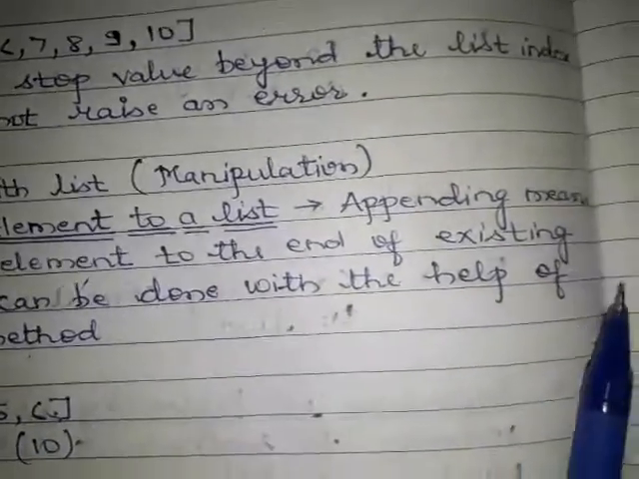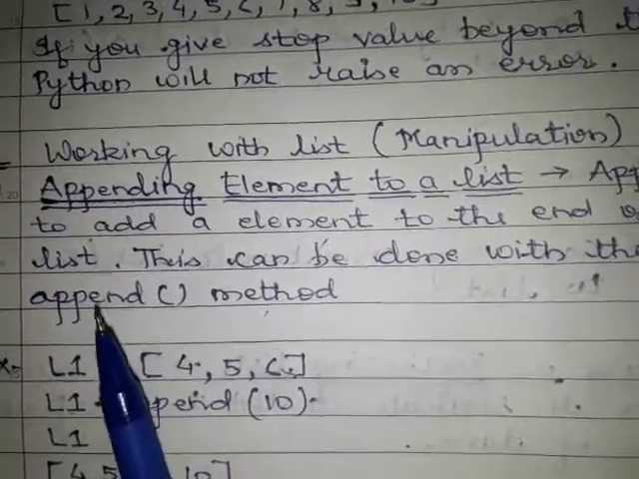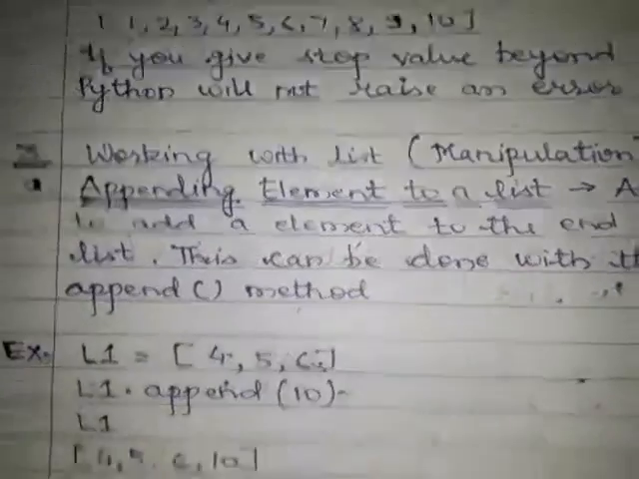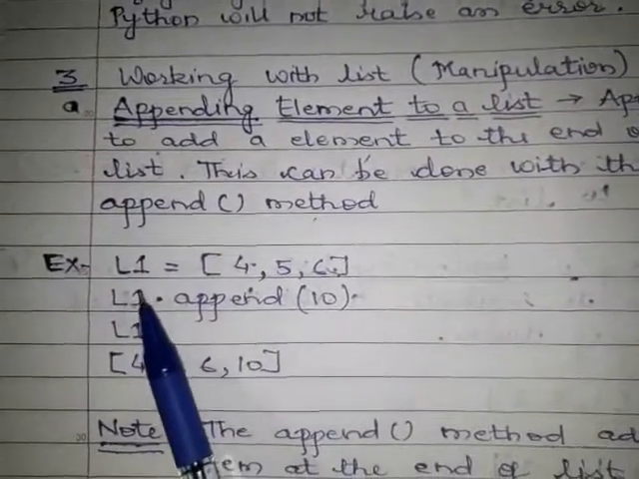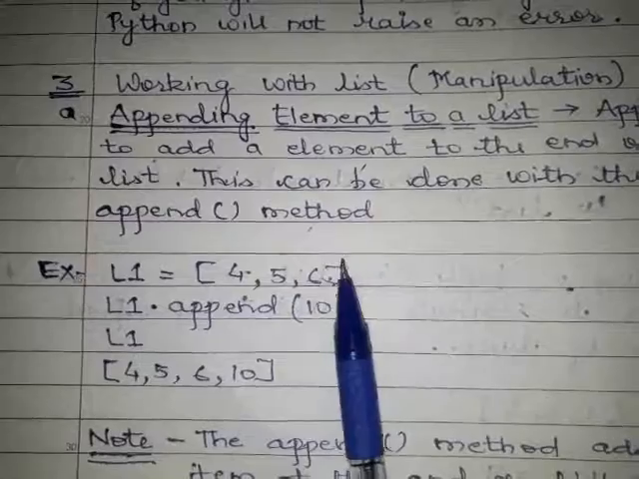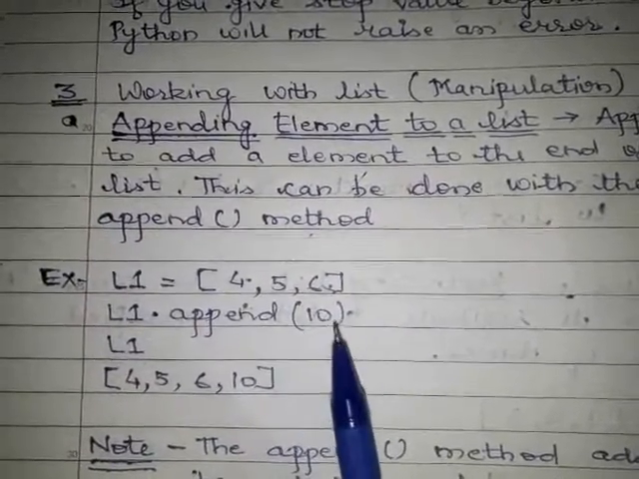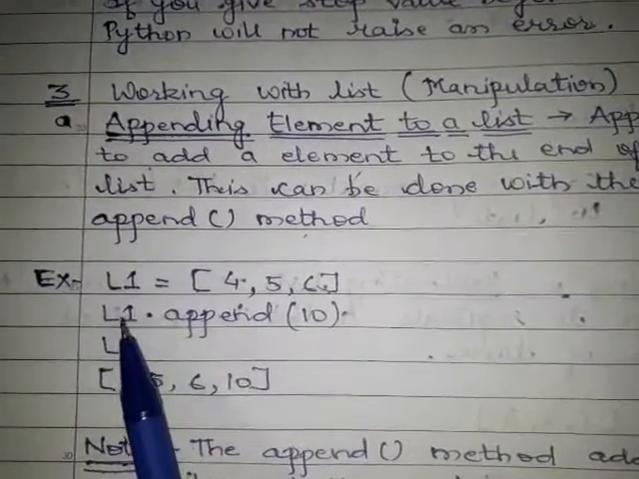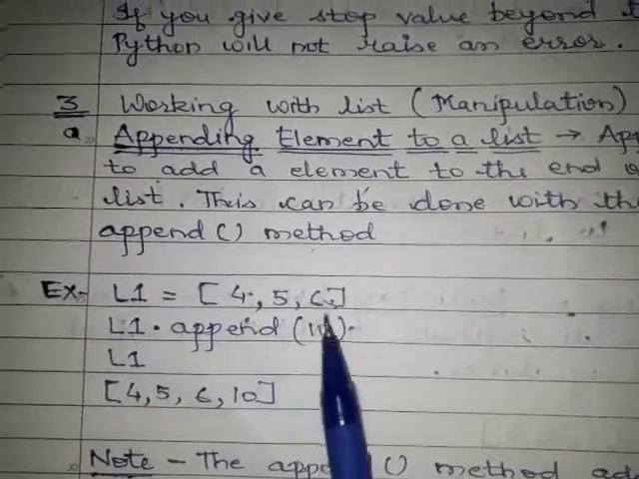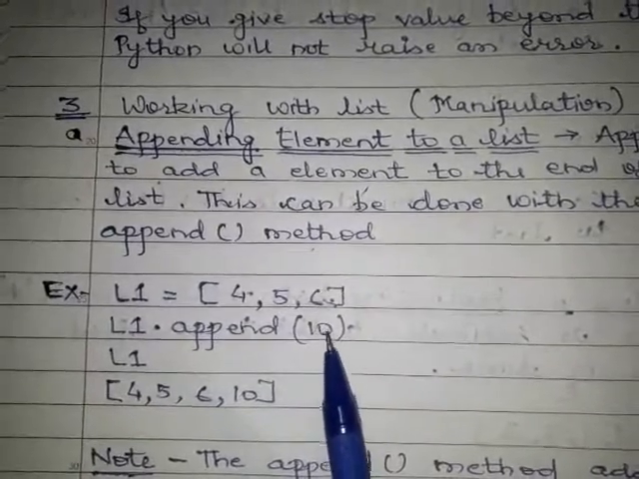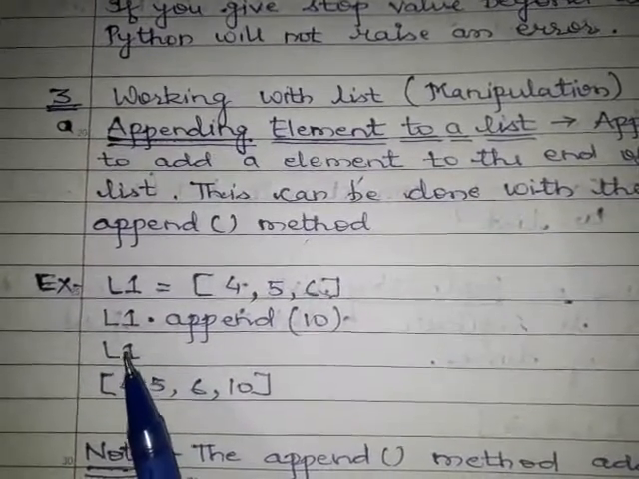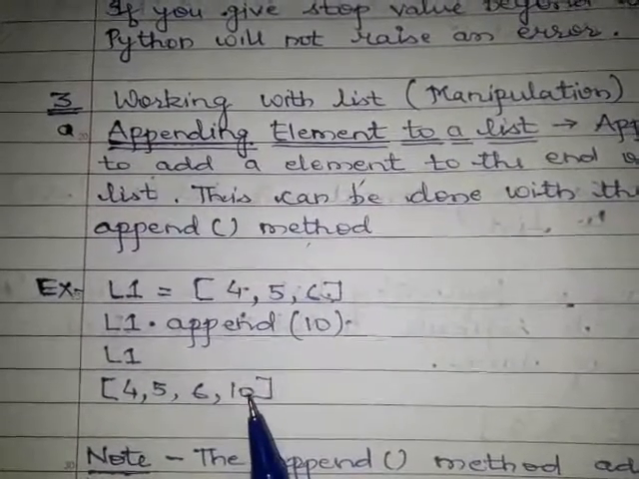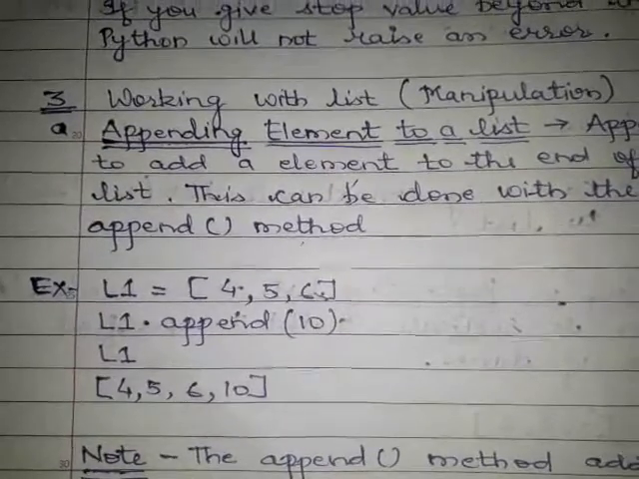This can be done with the help of the append method. So to append an element in the list, we have to use the append method. Let's see how we can use the append method. Suppose L1 equals 4 5 6, 3 elements in the list, and I want another element 10 at the last of the list. So I will write something like this: L1 dot append and the element value. The value is 10. And when I print L1, the value is 4 5 6. The previous 3 elements are as they are, and at the last 10 is added, which is appended.